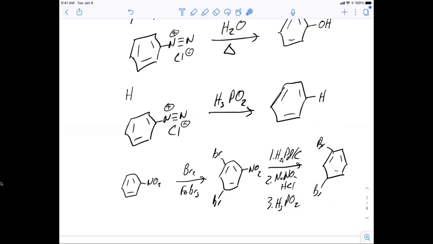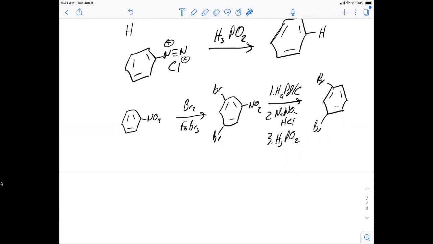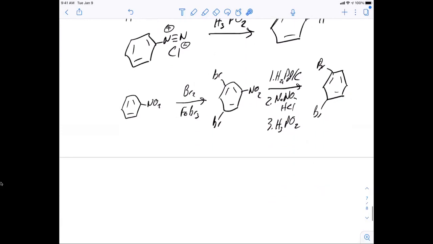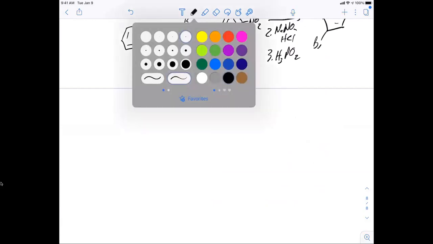I could also use a nitro or an amine as a blocking group, kind of like I did with the sulfuric acid. Remember, I could make a sulfonate and then remove the sulfonate with acid and water. So it gives me a directing group effect on the ring. Questions about these diazonium salts? So let's try a few.